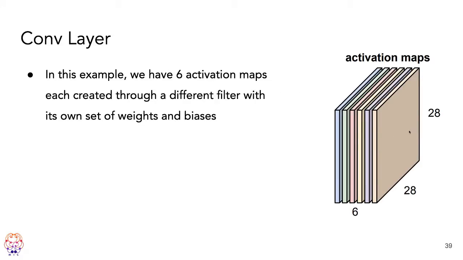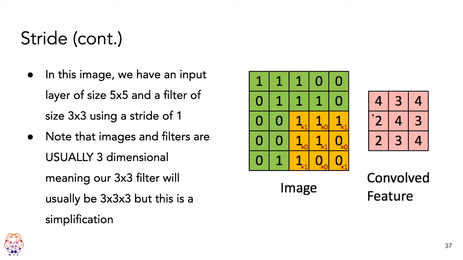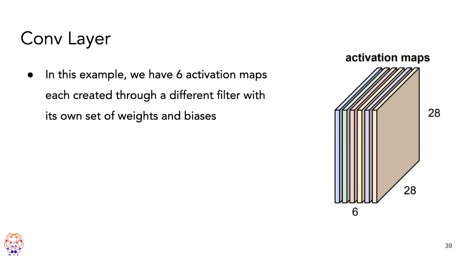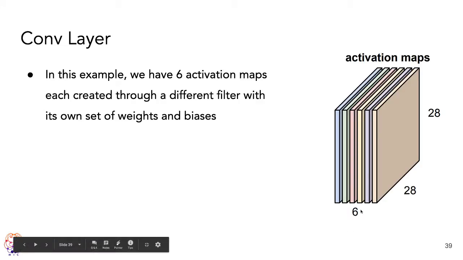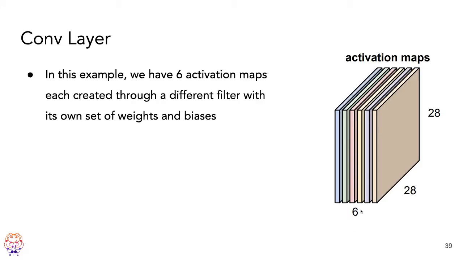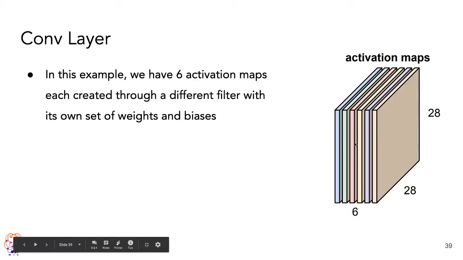So I said before, each of these activation maps, which is just the output of moving a filter across an entire image, is going to produce one activation map. In this case, we have 6. That means we use 6 different filters. Each filter is going to have its own set of weights and biases. And this will be the output of a convolutional layer.